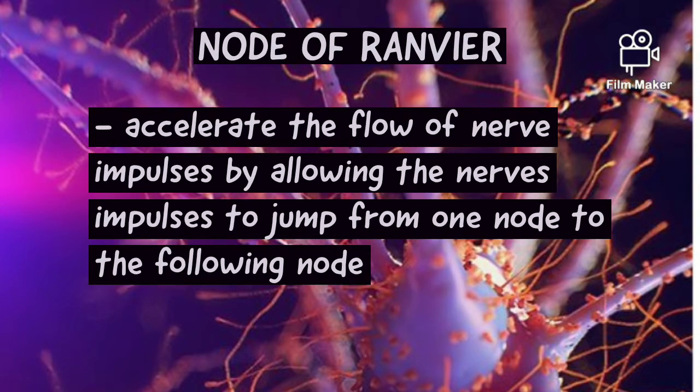Node of Ranvier. It accelerates the flow of nerve impulse by allowing the nerve impulse to jump from one node to the following node.